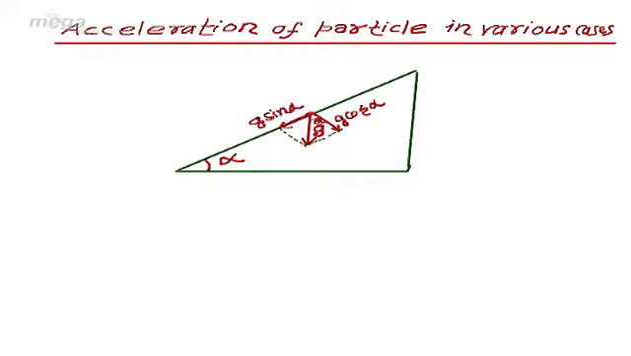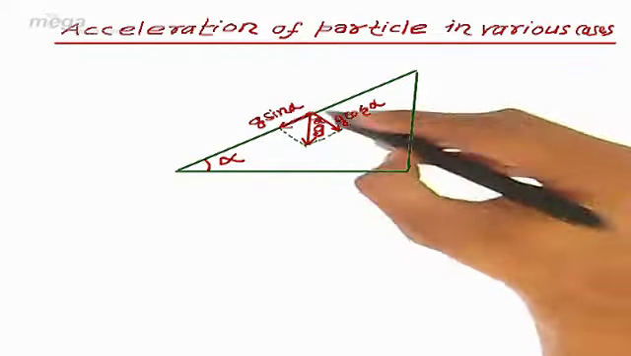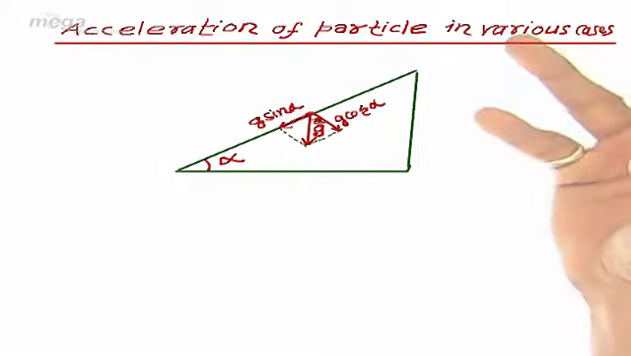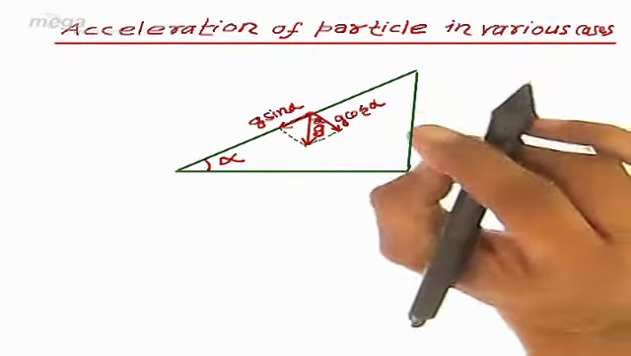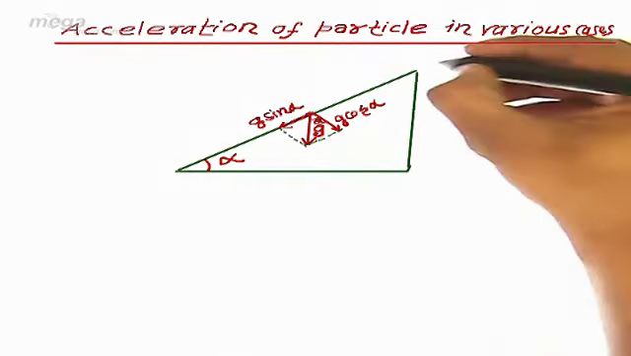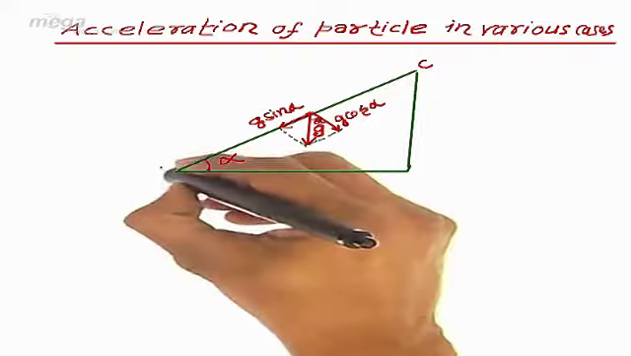Here the component g cos alpha, being perpendicular to the direction of motion, does not contribute towards accelerating the object. So the effective acceleration of this particle moving along the line of greatest slope is g sin alpha, which is along the line C to A.